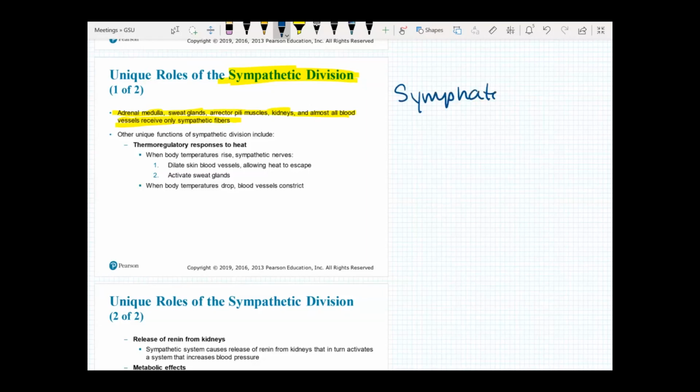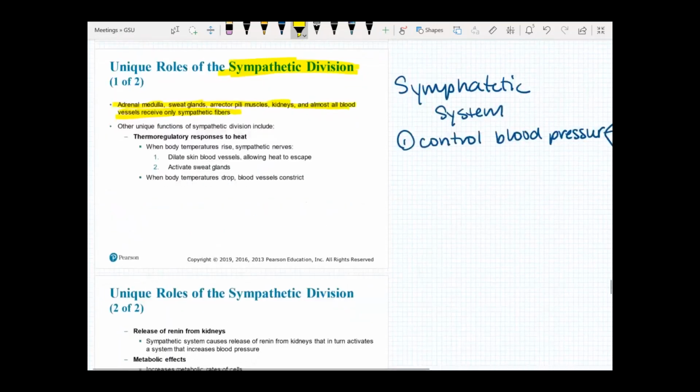So your sympathetic division or system will control your blood pressure. That is only controlled by your sympathetic nervous system. And it will control that blood pressure. When you have a low blood pressure, it will increase your sympathetic system. Your blood vessels will constrict. You increase your blood pressure, sympathetic firing, your vessels will dilate. So it is going to be this cycle that will circle.